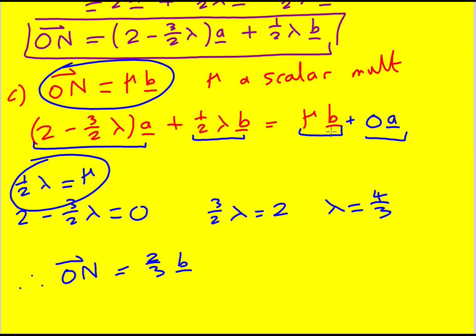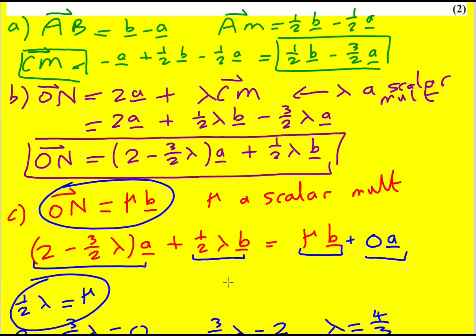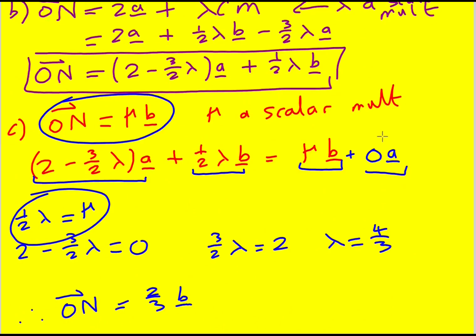So I've kind of talked about the two different approaches here. I hope they are making sense. Either like the first one, just don't worry about a mu. Just realize that we can set this equal to 0, solve to find lambda as 4/3, put it back in to get ON as 2/3 B. Second method, the one that I've kind of hinted towards, write down mu B, equate the coefficients, work out lambda, put it back in to get mu, and then we get that ON is 2/3 B that way. Either's fine. But what we see, therefore, is that ON is going to be 2/3 B, which means NB is going to be the rest of it. NB is going to be 1/3 B.